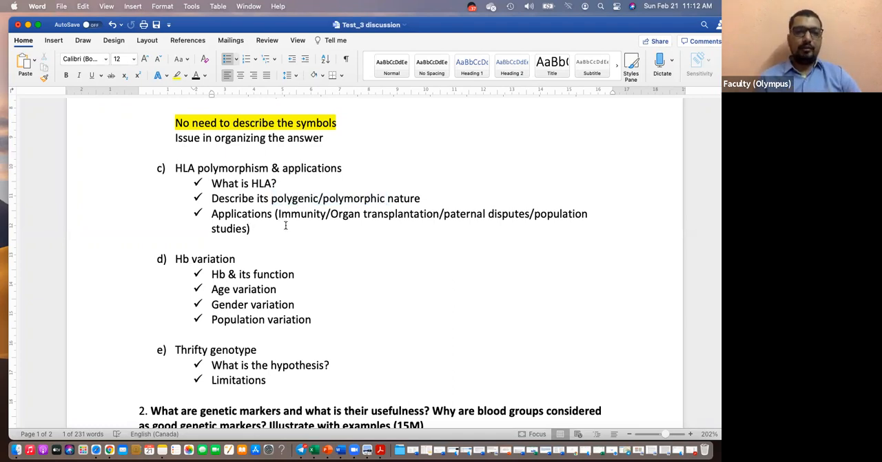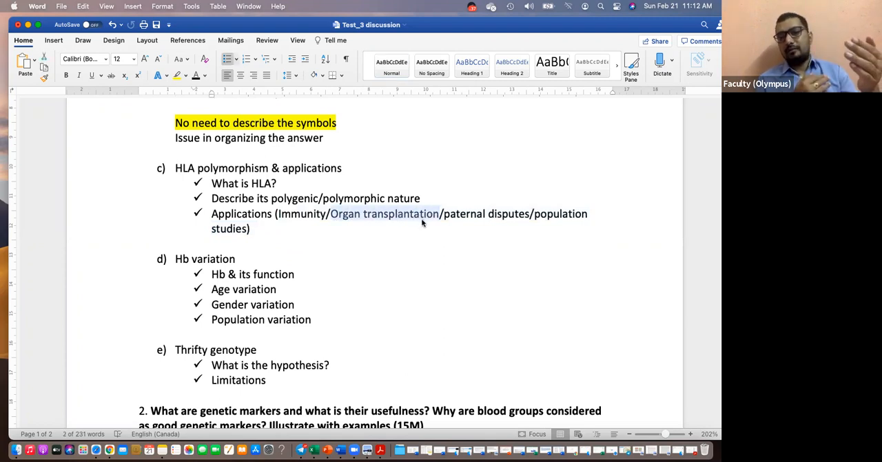So applications have to be clear. First of all, HLA or MHC is present on all our cells, MHC I. Some of them are present only on antigen presenting cells. So it is playing an important role in recognizing self and non-self. So what is our body's component? What is foreign component? So your immune system functions based on MHC or HLA. Talk about that first. Then organ transplant. You have explained it nicely.